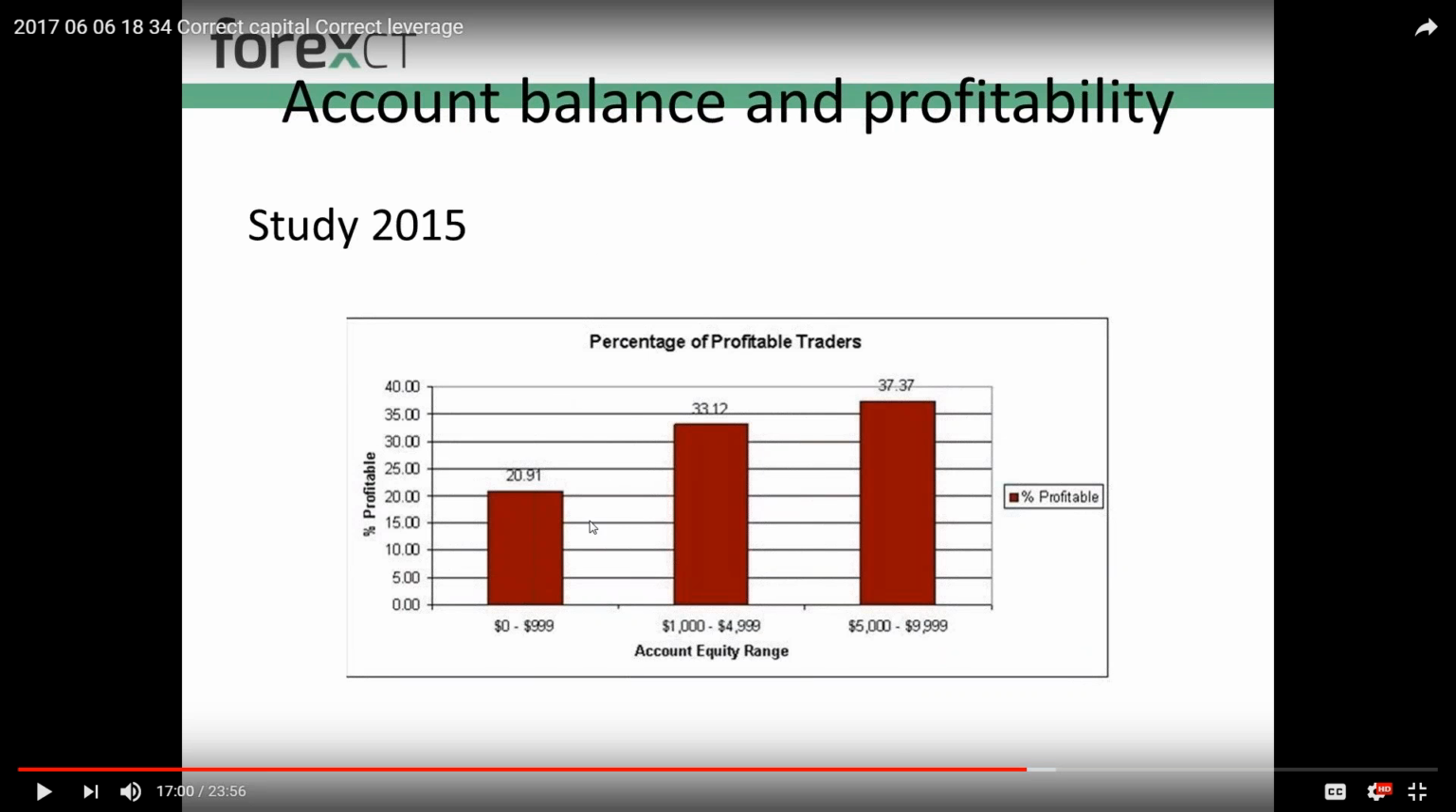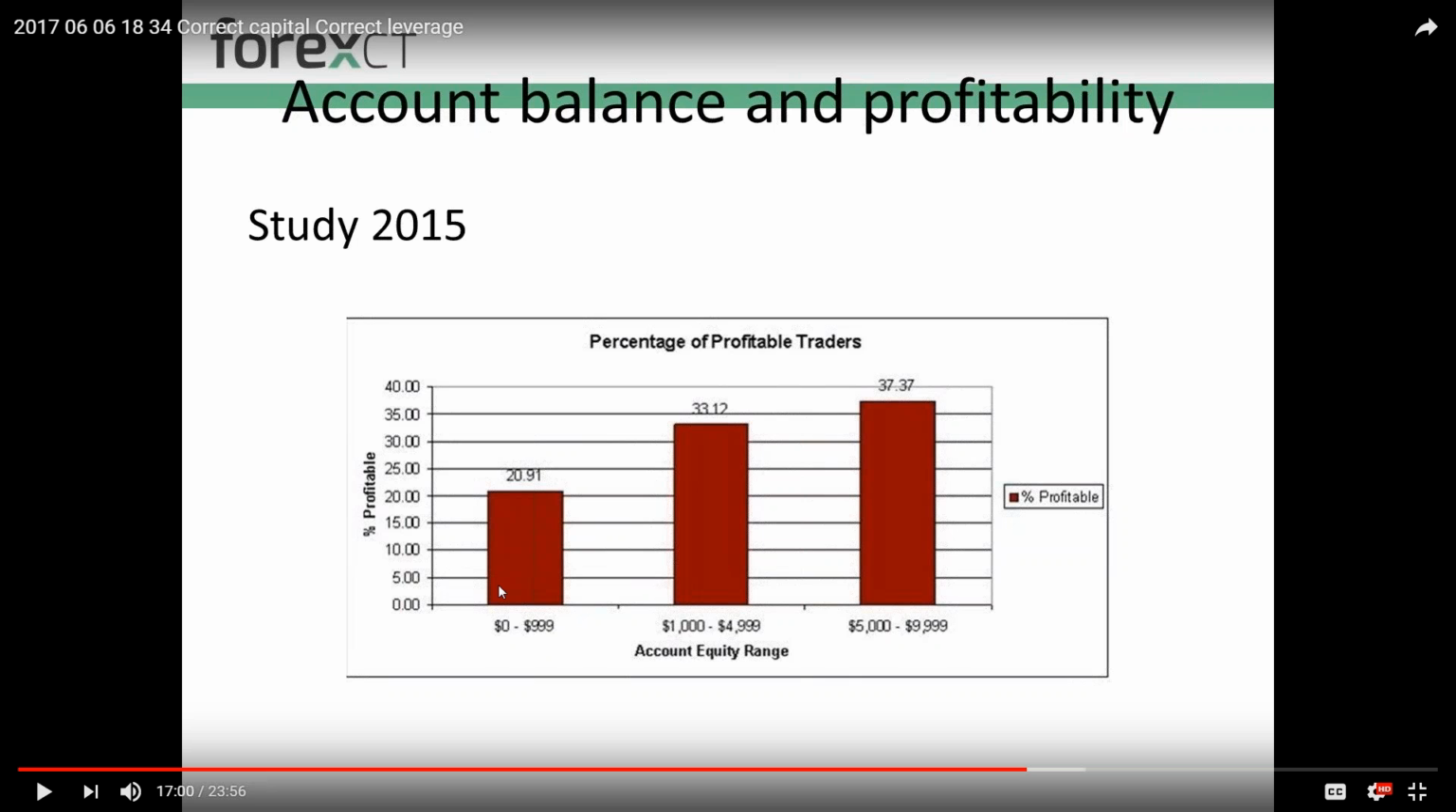There's a bit of a study here from 2015. And it's taken from a very good resource called Daily FX, which shows proportionally over time how much your profitability can be affected by your account balance. And you can see on this graph here, the traders with balances of 5,000 and above were 37.37% more profitable compared to traders that had a balance of just under $1,000.